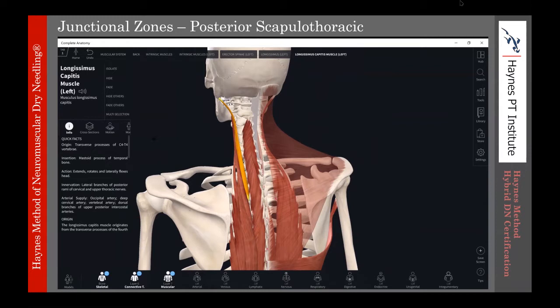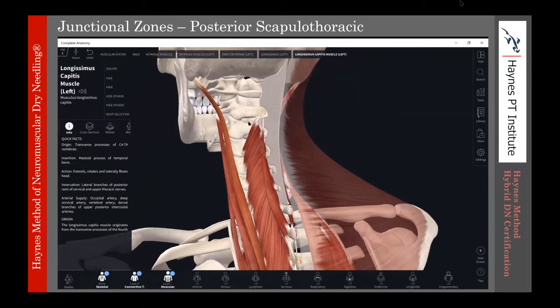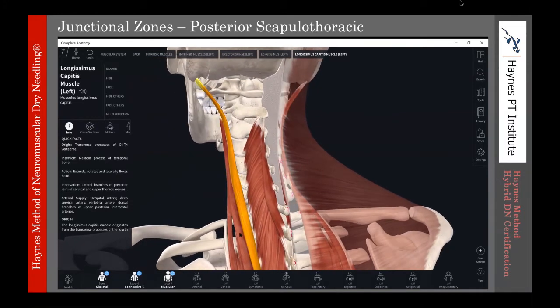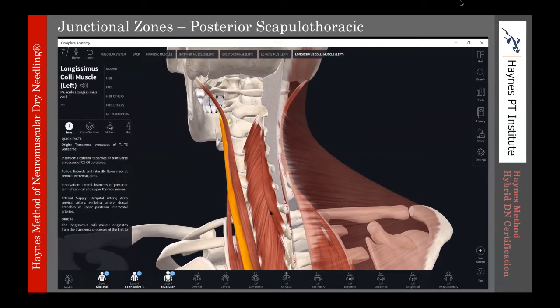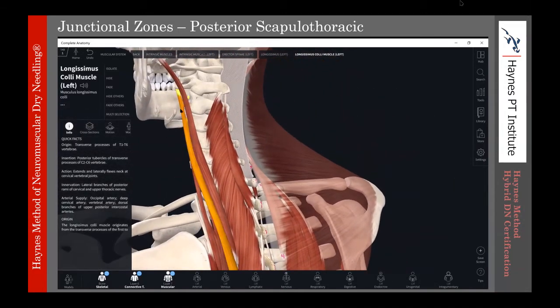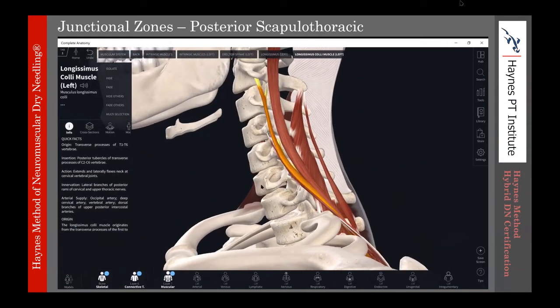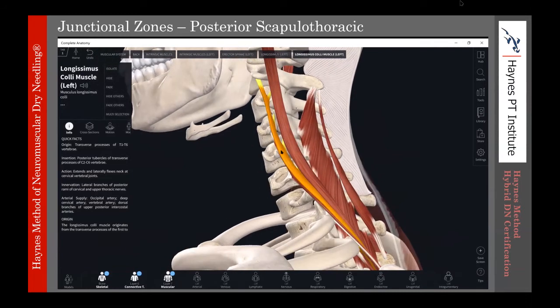So the longissimus capitis, here the origin is the transverse process of C4 down to T4, and it inserts into the mastoid process, get a little closer view there, of the temporal bone. We look laterally at the longissimus cervicis. Here, its origin is going to be the transverse process of T1 to T6, and then it inserts into the posterior tubercles of the transverse processes of C2 through C6. And so just lateral to the articular pillar.